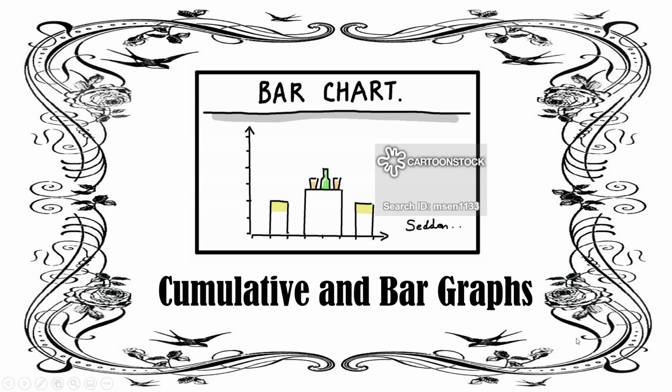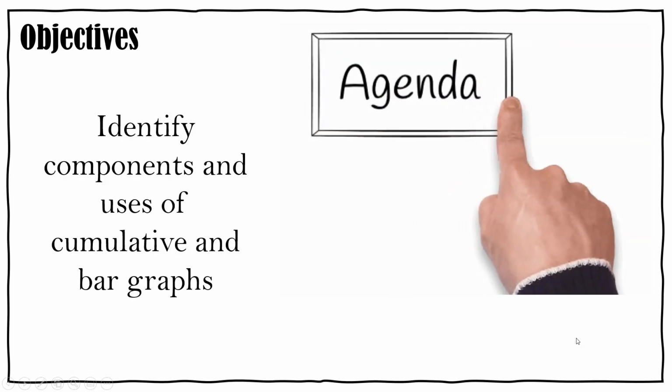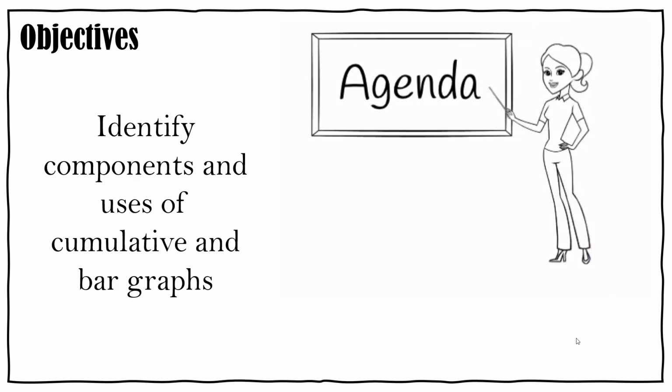For this video, our objectives and agenda are going to be the same. So we're going to identify components and uses of cumulative and bar graphs. Now, your three most common graphs in ABA are going to be your line graphs, your cumulative graphs, and your bar graphs. And out of those three, the most common graph that you're going to use is your line graph.